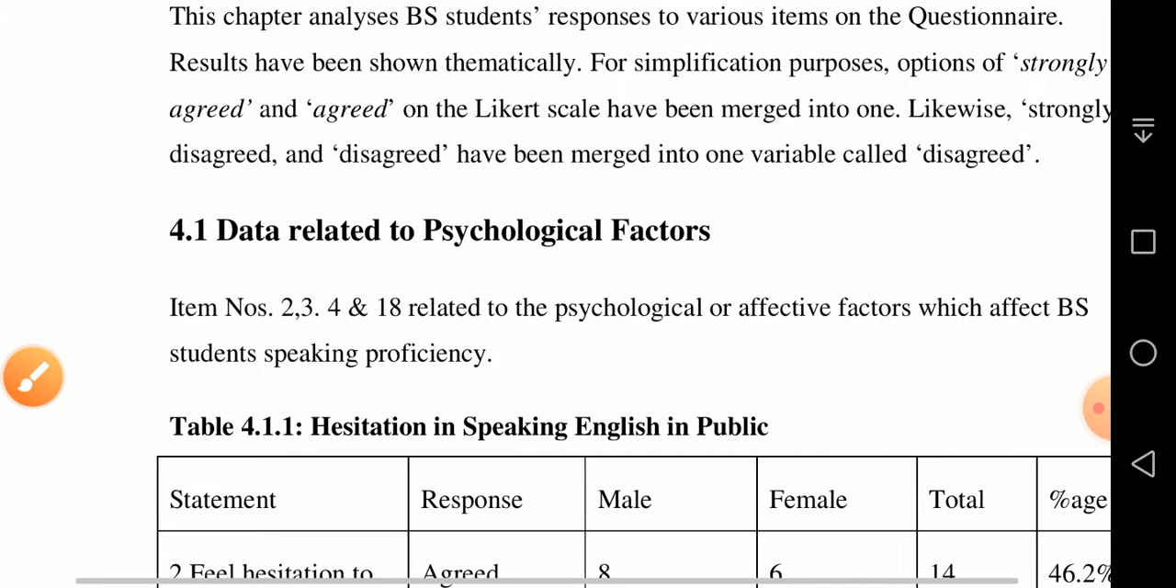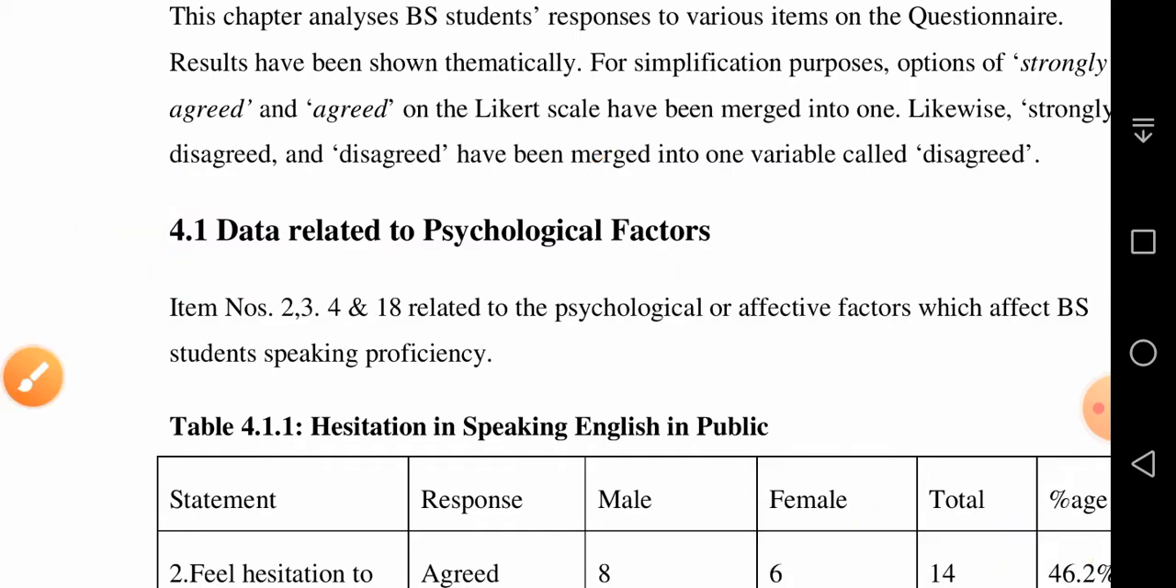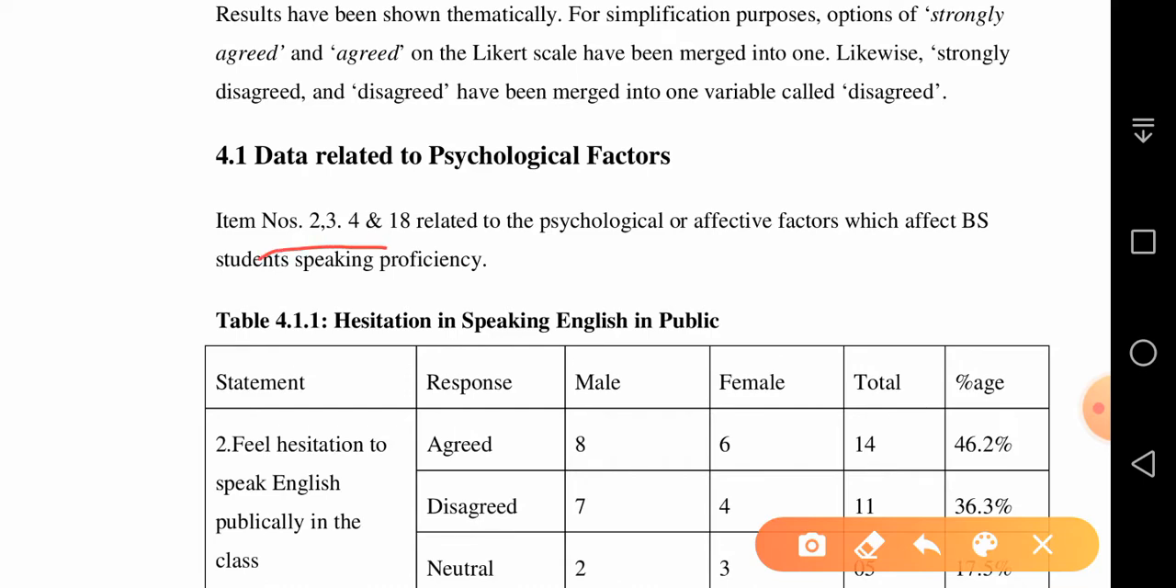Now main heading 4.1 means chapter number 4. Now subheading 1, data related to psychological factors. As you can see, I have bolded it. So now I'm going to discuss data related to psychological factors. Items number 2, 3, 4 and 18 relate to the psychological or affective factors which affect BS student speaking proficiency.